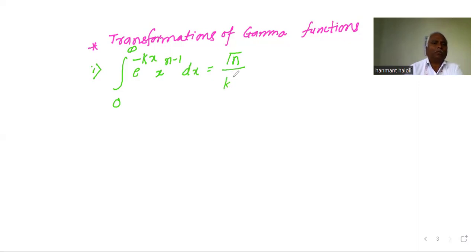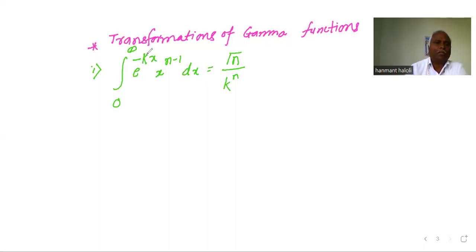Gamma functions. There are some standard formulas for these gamma functions. In that first one, integral 0 to infinity e raised to minus kx, x raised to n minus 1 dx, equal to gamma n upon k raised to n. Here you can see how this formula is obtained.